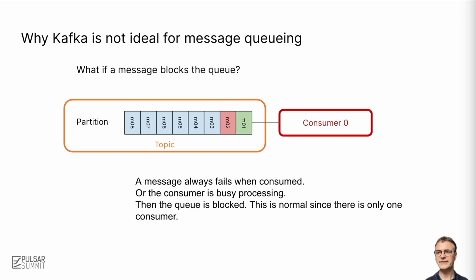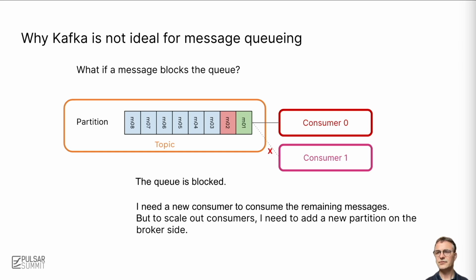Now, let's take another example. Here, one message always fails when consumed, because of an invalid format for example, or the consumer is busy processing this message for a long time. Then the remaining messages in the queue are not consumed, the queue is blocked. This is normal since there is only one consumer, one worker to consume them. Fine, so I need another consumer to consume the remaining messages. But remember, to scale out consumers, I need to add a new partition on the broker side.